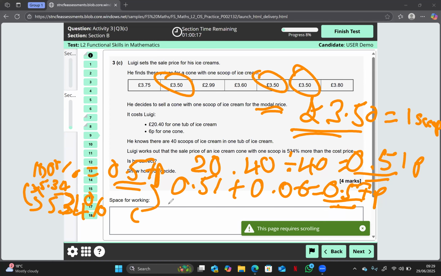So all we need to do is 0.57 multiplied by 5.34, which equals, on our calculator, £3 and 4 pence, which is less than £3.50. So that means Luigi is wrong.